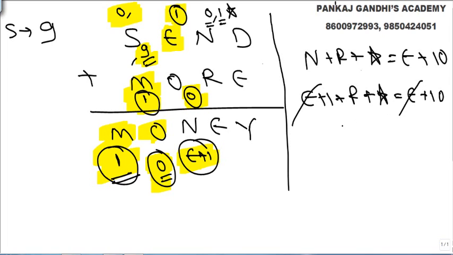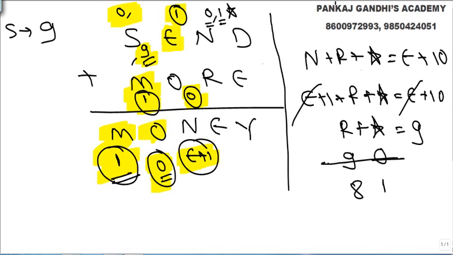So now, E gets cancelled. So R plus carry forward we get 9. 1 goes this side. If carry is 0, R will become 9. If carry is 1, R is 8. But already what we know is S is 9. If S is 9, R cannot be 9. So this is not possible. So what we get is 8. I repeat.